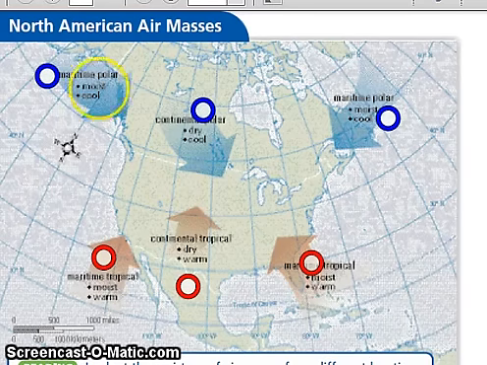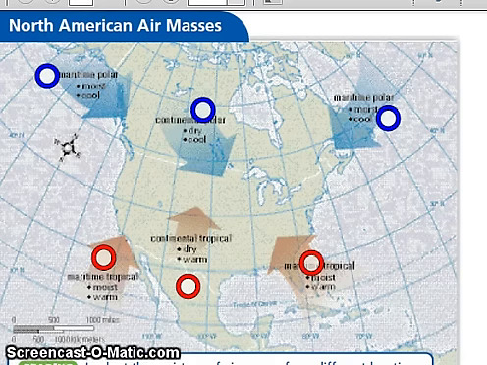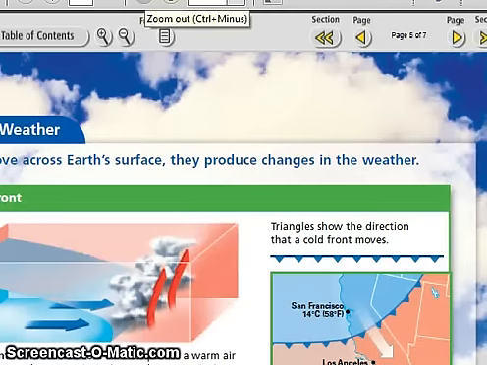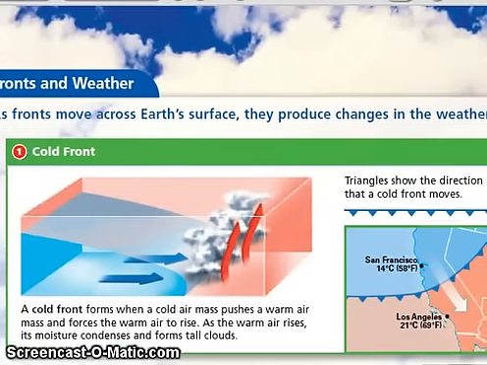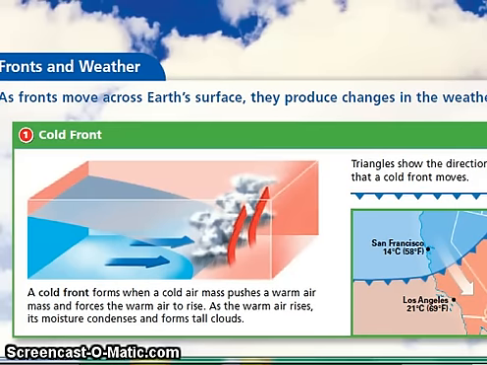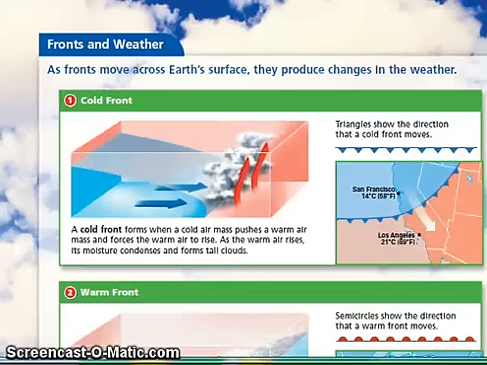Now we're going to start with our fronts, and fronts are located here. Let me size this down so you can see it, and maybe move this over so you can read all of it. Okay, so this is fronts and the type of weather that results from those. Make it a little bit smaller.